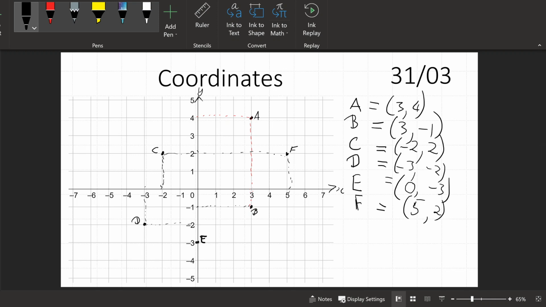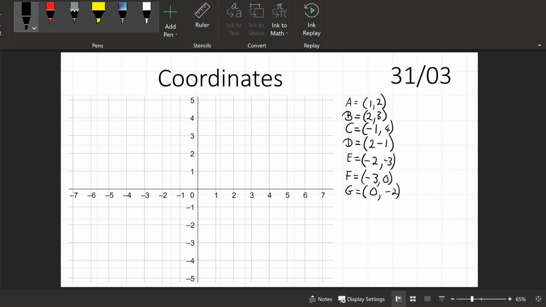Let's now do similar to what we did yesterday. Let's look at when we're given the location of a graph and we now need to find it on the coordinate plane, okay? So A here is 1, 2. So it's 1 along the x-axis, 2 along the y-axis, okay? So here we go, we've got A here. Now B, that's 2, 3. So is that going to be here or here? Just take a few seconds for yourself. Try to figure it out.